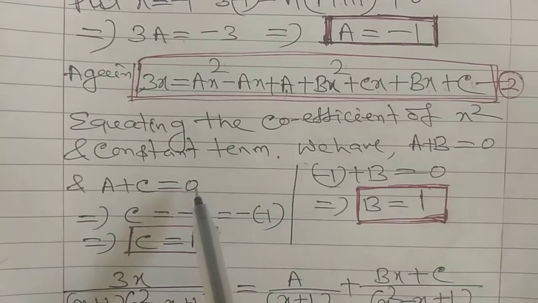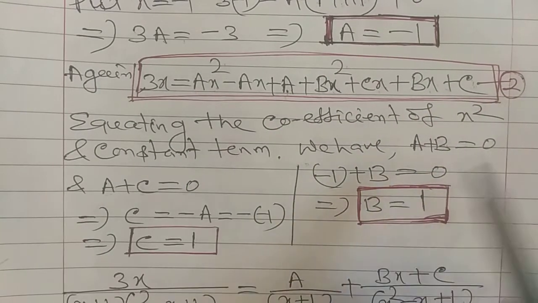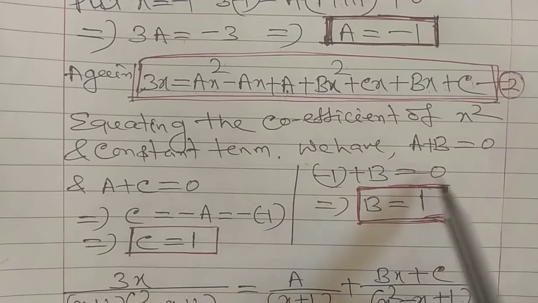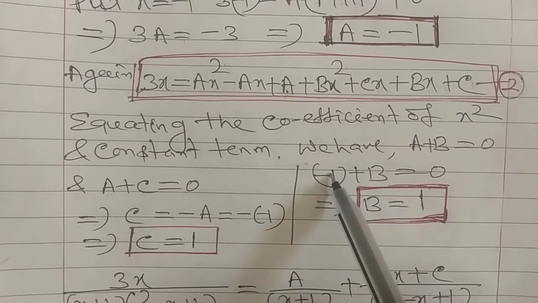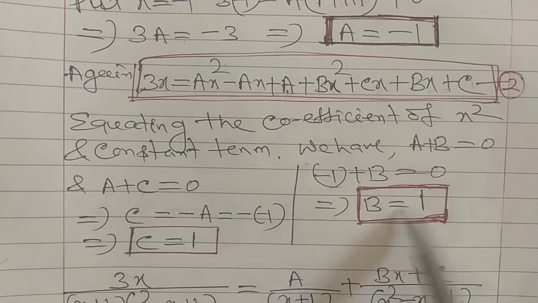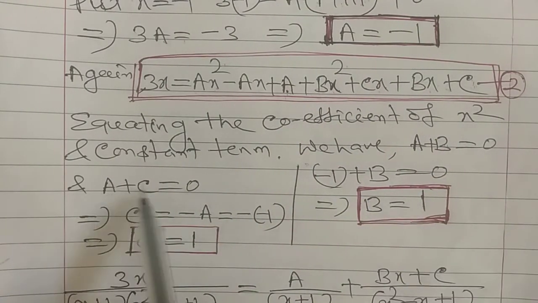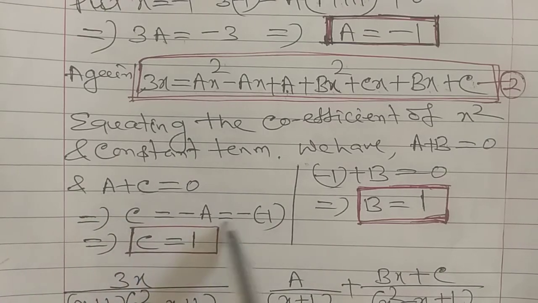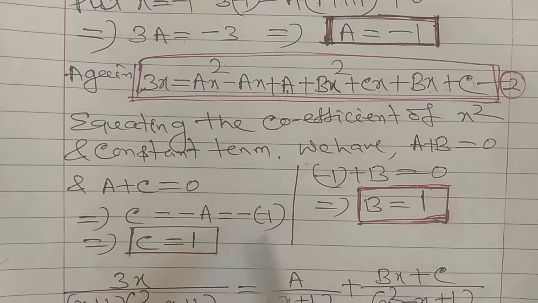Now for a plus b is equal to 0, this implies minus 1 plus b is equal to 0. Here a is equal to minus 1, so this implies b is equal to 1. And for a plus c is equal to 0, this implies c is equal to minus a, that is minus of minus 1, that is plus 1, so this implies c is equal to 1.